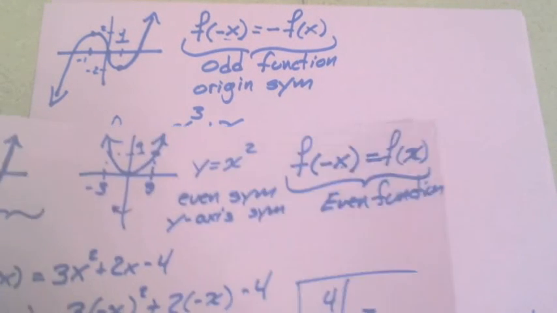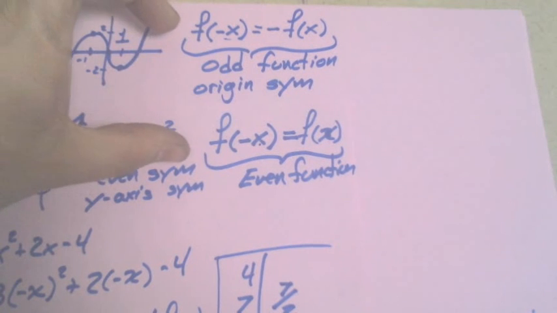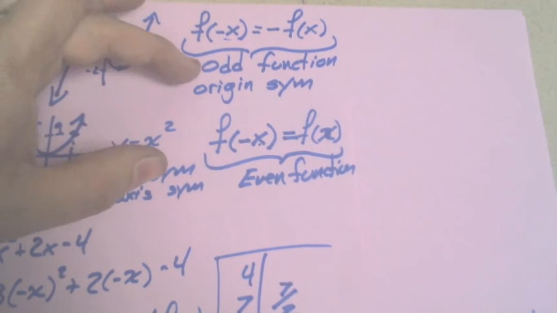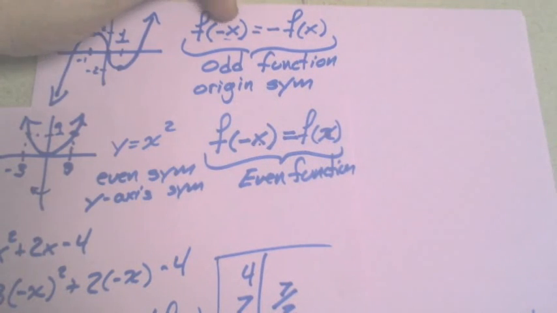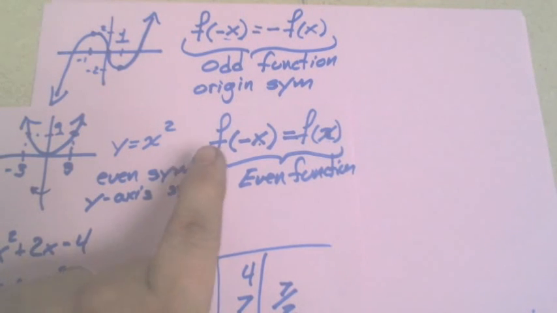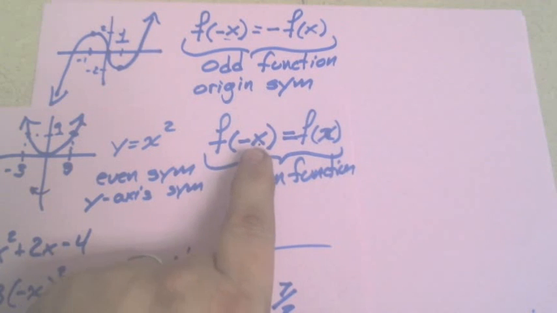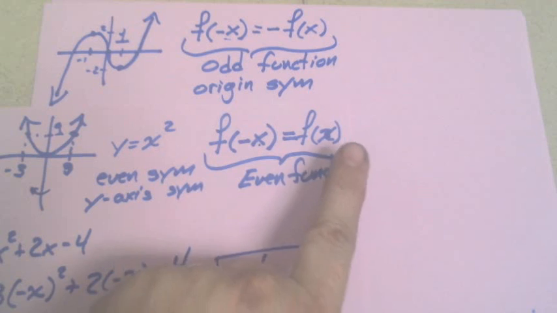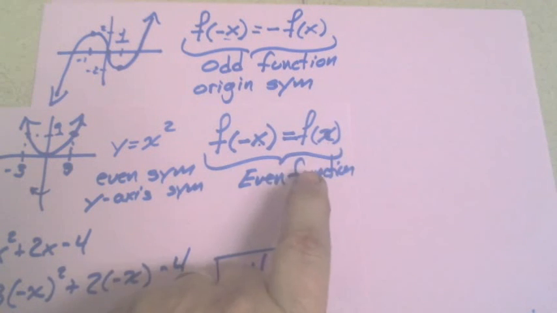We really want to know these two definitions. To be odd, the function evaluated at the opposite of x is the opposite of the original value. The function evaluated at the opposite of an input x is equal to the original value for even.